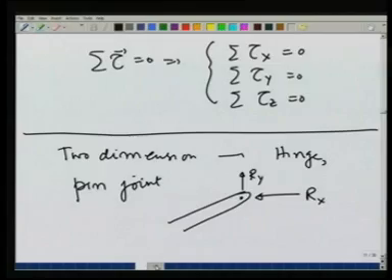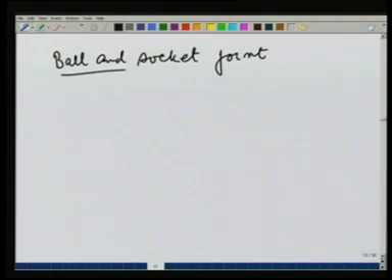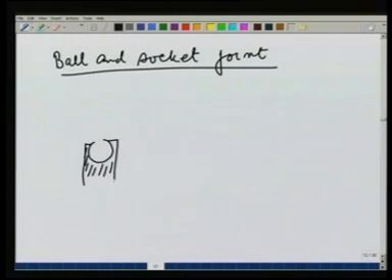In 3 dimensions, a similar joint is called a ball and socket joint, which is nothing but a socket in which a ball fits and it can rotate in any direction. So, a ball and socket joint, let me just show it like this, is capable of giving force in x, y and z, all 3 directions.